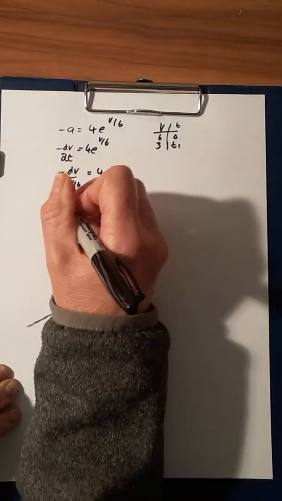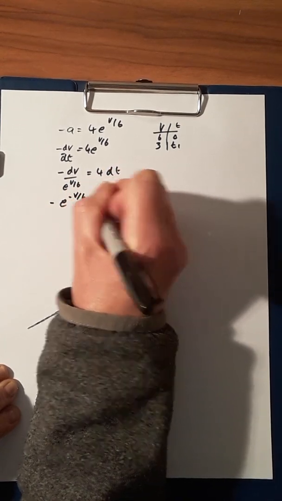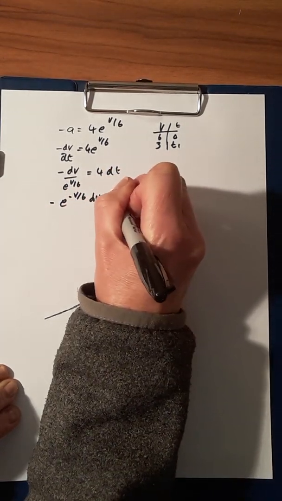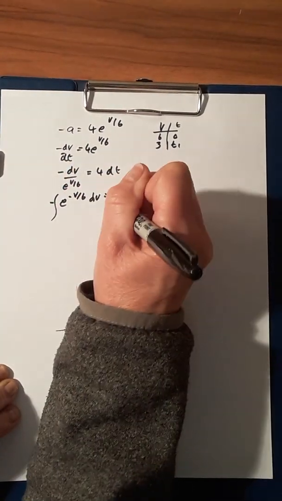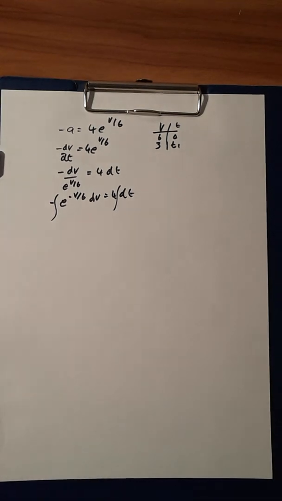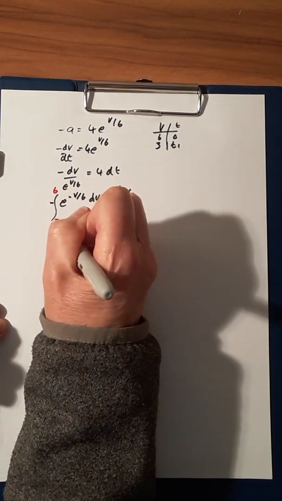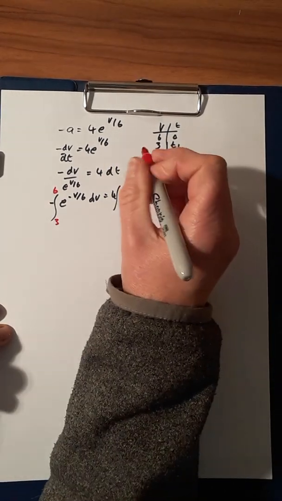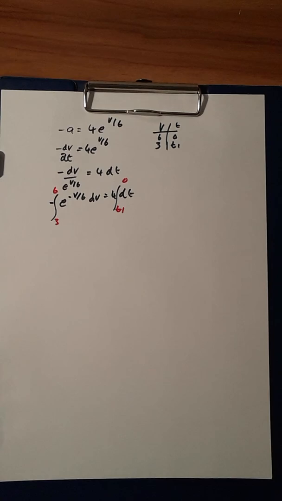So I'll bring up that v, and that will become minus v over 6 dv is equal to 4 times dt, and that's easier to manage. Okay, I'll integrate both sides and I'll put in my limits. My limits are going on the v side from 6 to 3 and on the t side from 0 to t1. Okay, so let's integrate that.